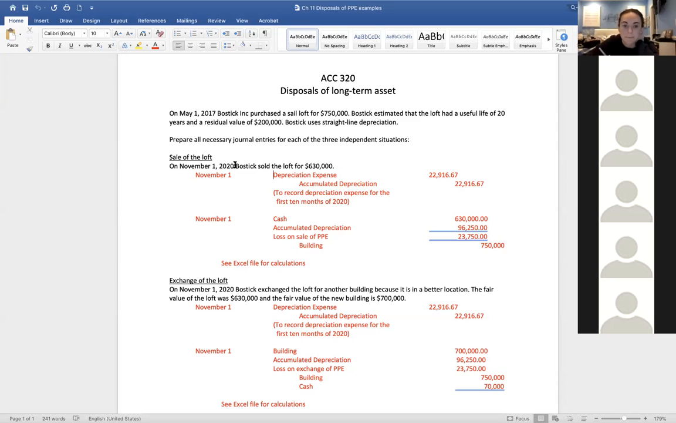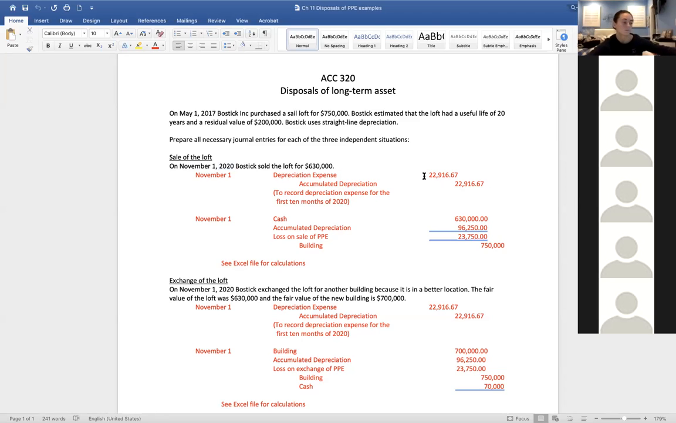Well, what year did I sell it? 2020. So when was the last time that this asset was depreciated? Good, December 31st, 2019. So how many months in 2020 did I use the asset? 10 months. So go ahead and get in your calculators.